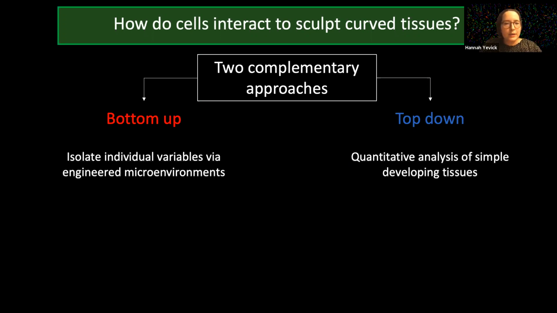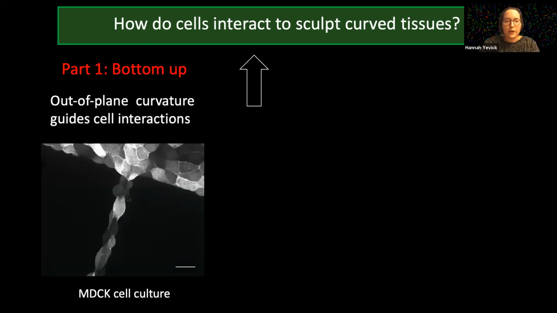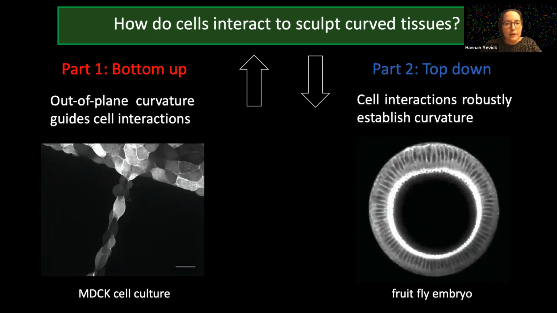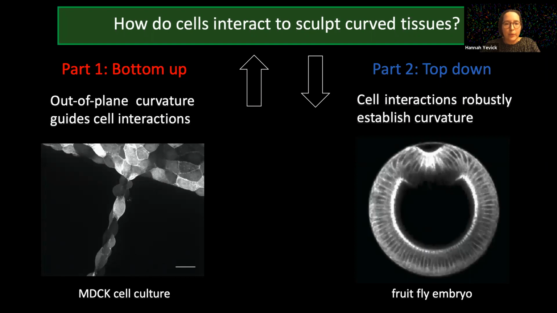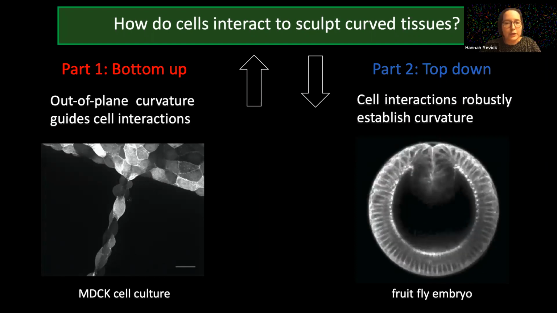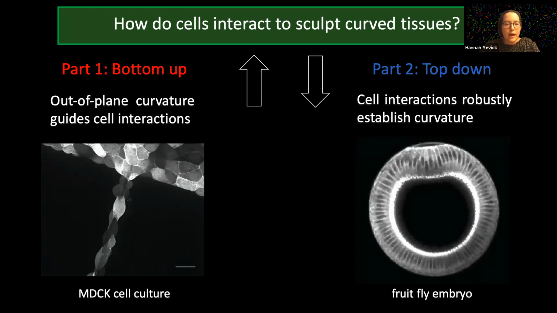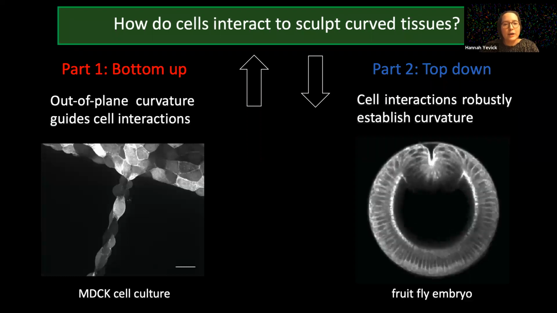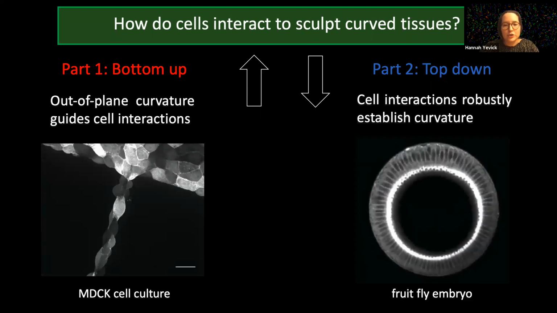And so today I'll tell you about two different projects where I used exactly these techniques. So first, using a bottom-up approach to address how out-of-plane curvature guides cell interactions. And then second, using a top-down approach where I looked at a simple folding tissue in the fruit fly embryo to identify how cell interactions robustly establish tissue curvature.